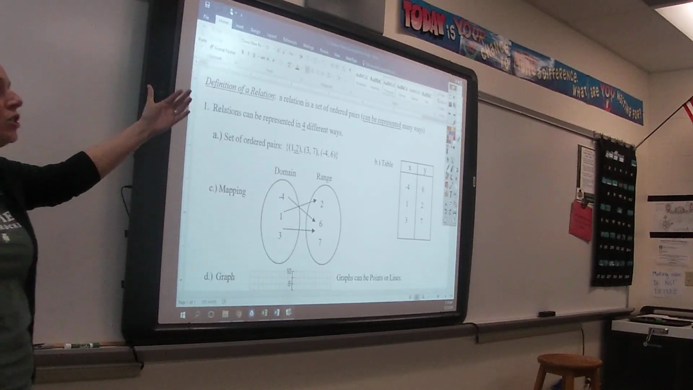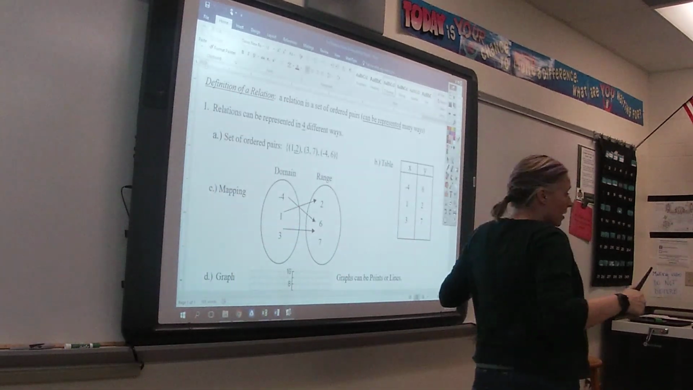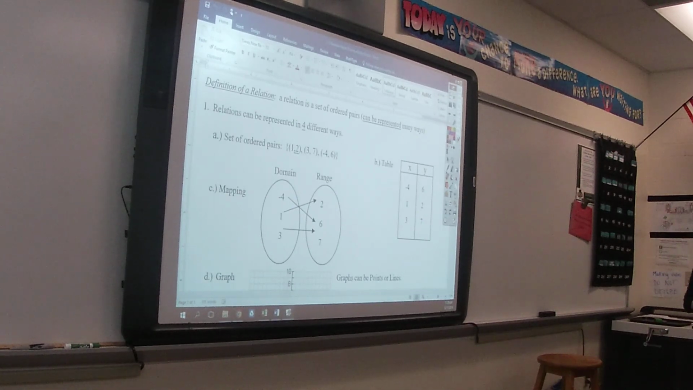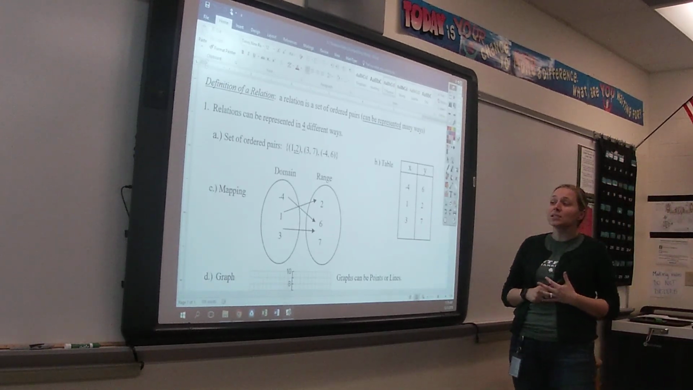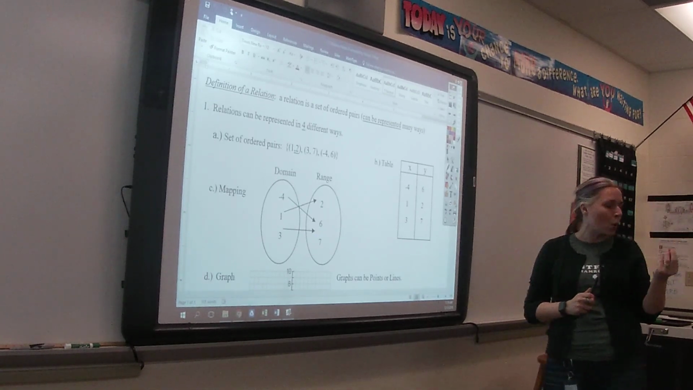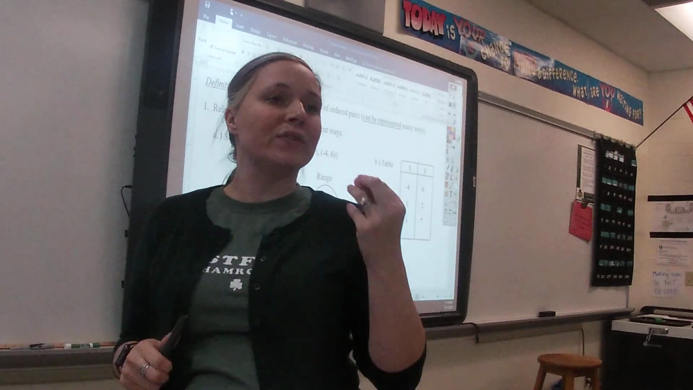This large bucket of relations has properties that we've probably seen or been introduced to in the past. Those are different ways that we can represent those ordered pairs, different ways we can represent that information.